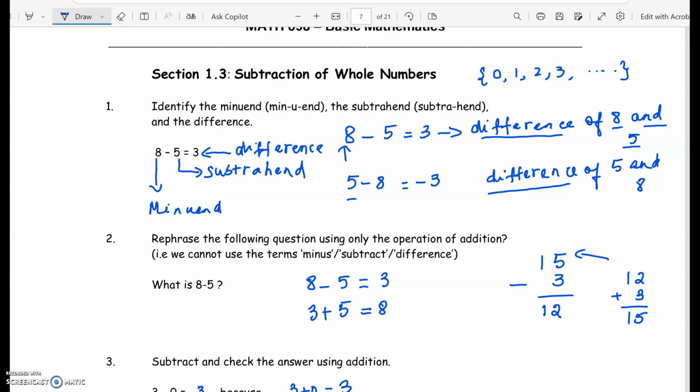So we're going to discuss subtraction of whole numbers. What are whole numbers? The set of numbers starting with 0, 1, 2, 3, and so on.